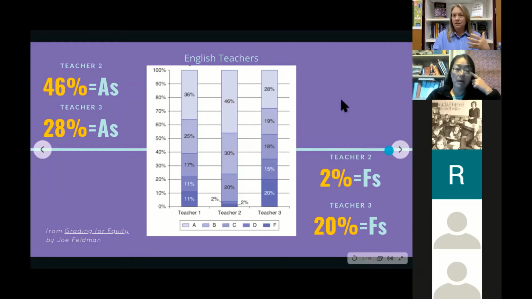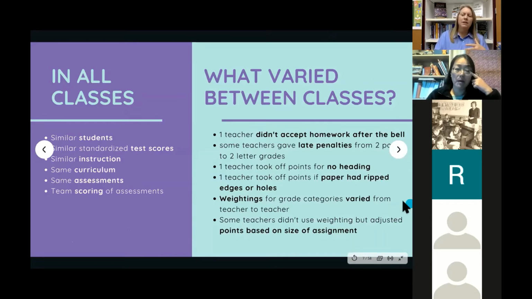Okay. So let's look at a little bit more detail about these teachers in the school and these students to consider. So I'm going to close the chat here. You can keep posting it if you want. But this is the information that Joe Feldman shares. This is all in the prologue. All of these classes for both these teachers, they had similar students, similar standardized test scores, similar instruction, same curriculum, the same assessments were given, and they did a team scoring of the assessments. And yet, such a vast difference in the grades that were given to kids.